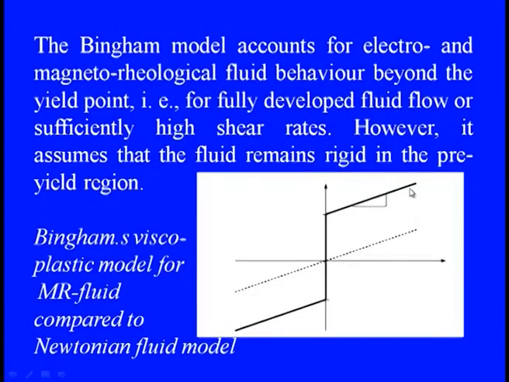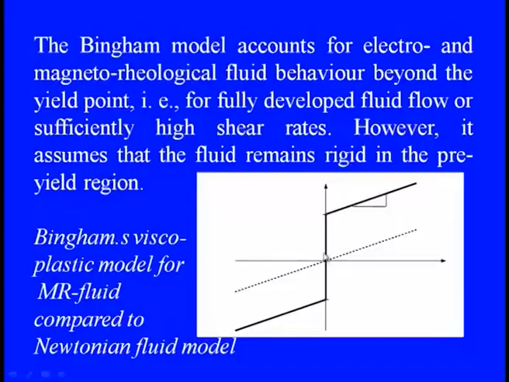Whatever energy is there is dissipated or absorbed at that point, and beyond the yield point we have the linear region where the elastic features are there. So, the Bingham viscoelastic model for the MR fluid shows that we first go straight, and then the linear propagation follows. And if you have the Newtonian fluid model, which goes from 0 in proportion, it shows the linear relation between stress and shear strain.